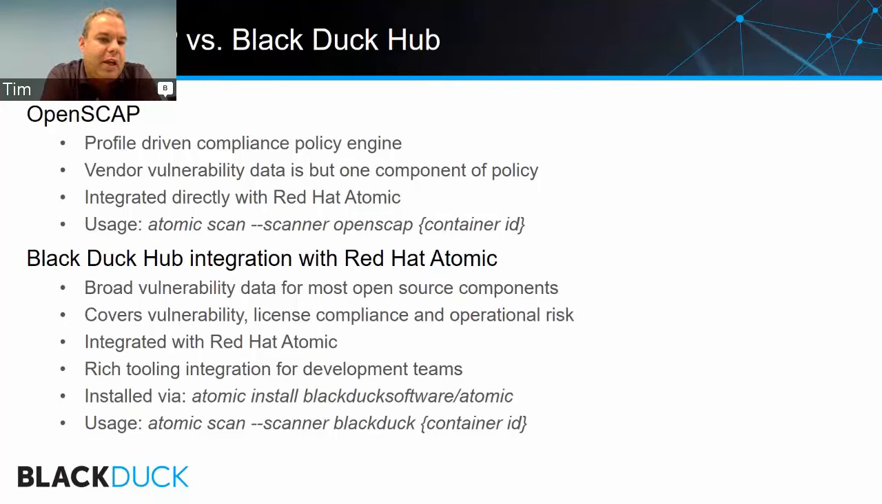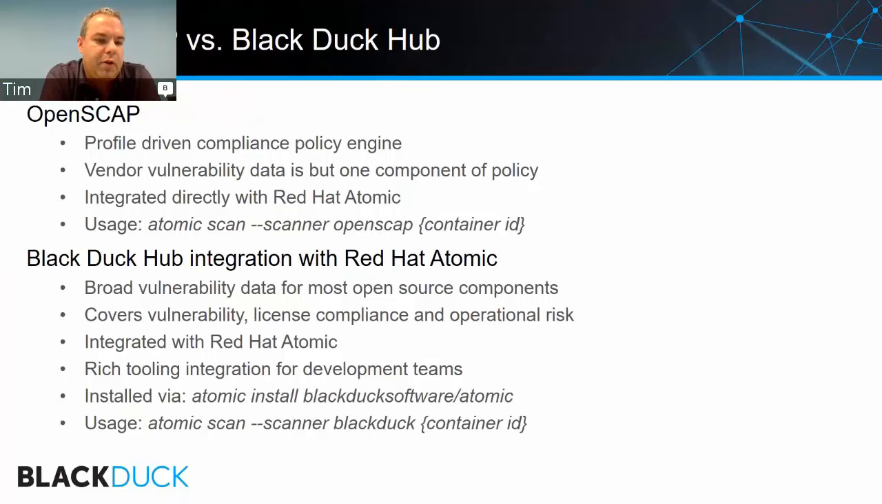And one of the components that's part of that compliance environment is vendor-supplied vulnerability data. So Red Hat provides it. It's also available for a handful of other sources. And it's directly integrated within Atomic itself. To use it, simply run atomic scan --scanner openscap with whatever your container ID is.